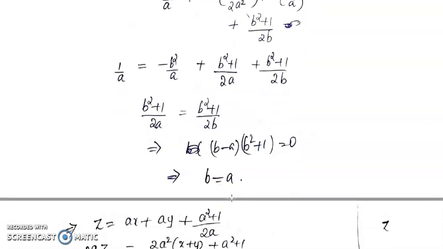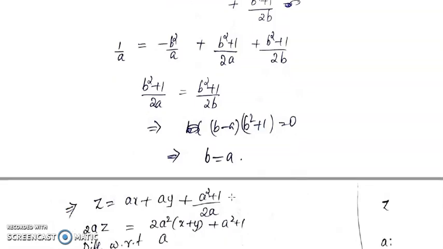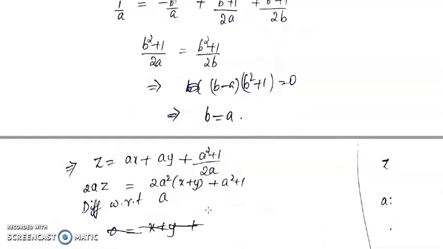That gives us the one parameter system. So the one parameter system will be: replace b with a everywhere. You will get z equal to ax plus by, which becomes ay, plus a square plus 1 by 2a. Now we need to find the envelope. So therefore differentiate with respect to a.